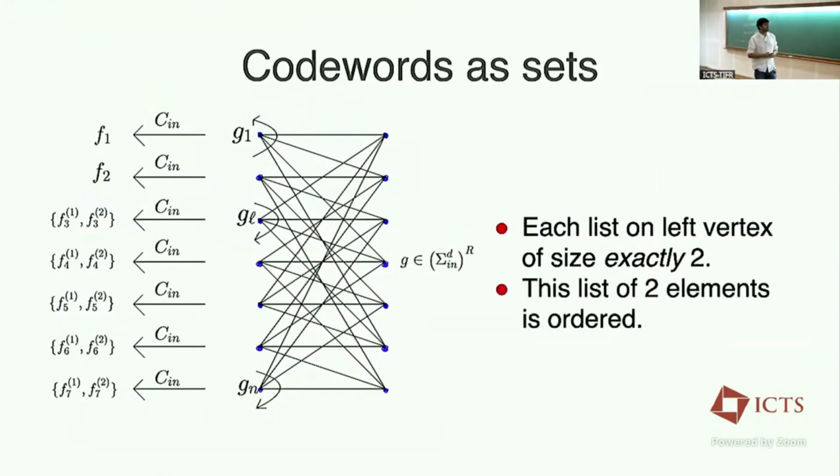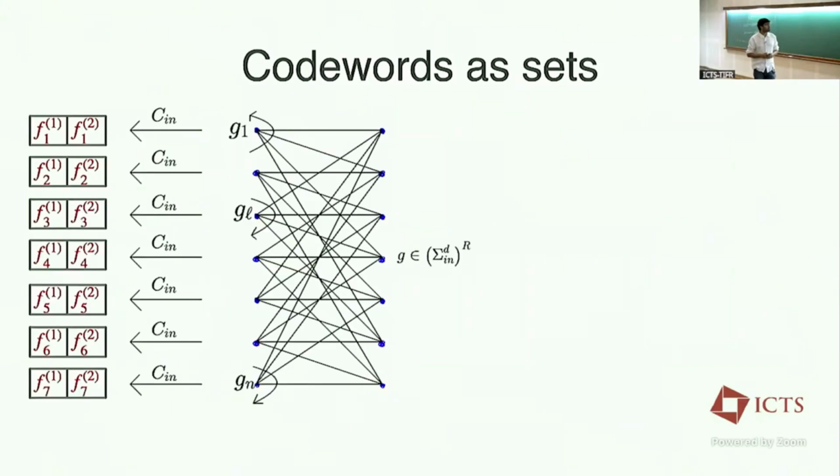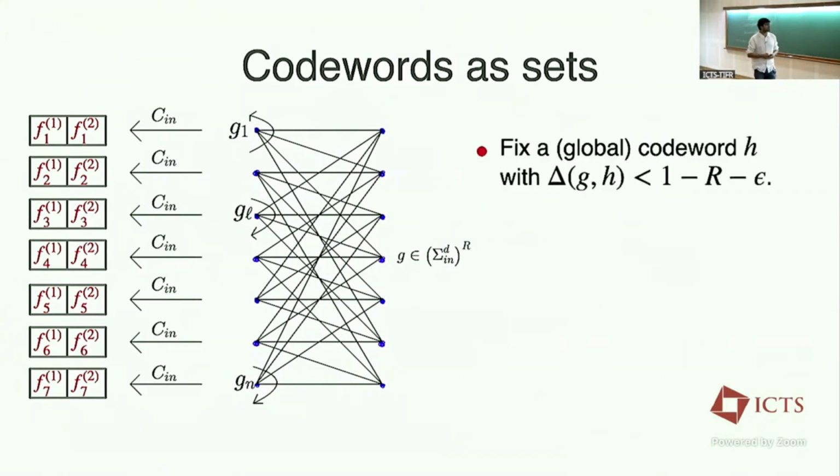And let's say this list of 2 elements is going to be ordered. So there's a first element, there's a second element. And I choose this arbitrarily beforehand. Now the picture looks like this, that I have for every vertex 2 code words here. And the true global code word H is hiding either as the second guy or the first guy or the second guy or the first guy. Maybe in a very small fraction, it's just not present at all. But mostly it's present as either the first guy or the second guy.